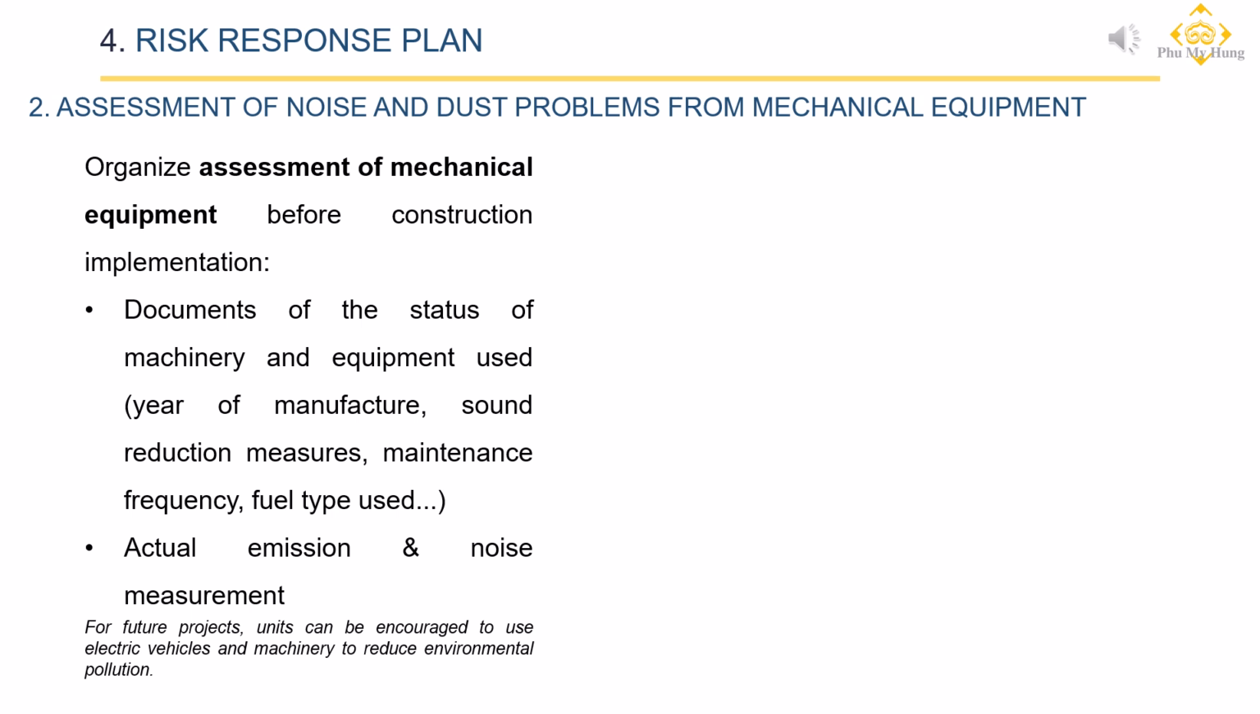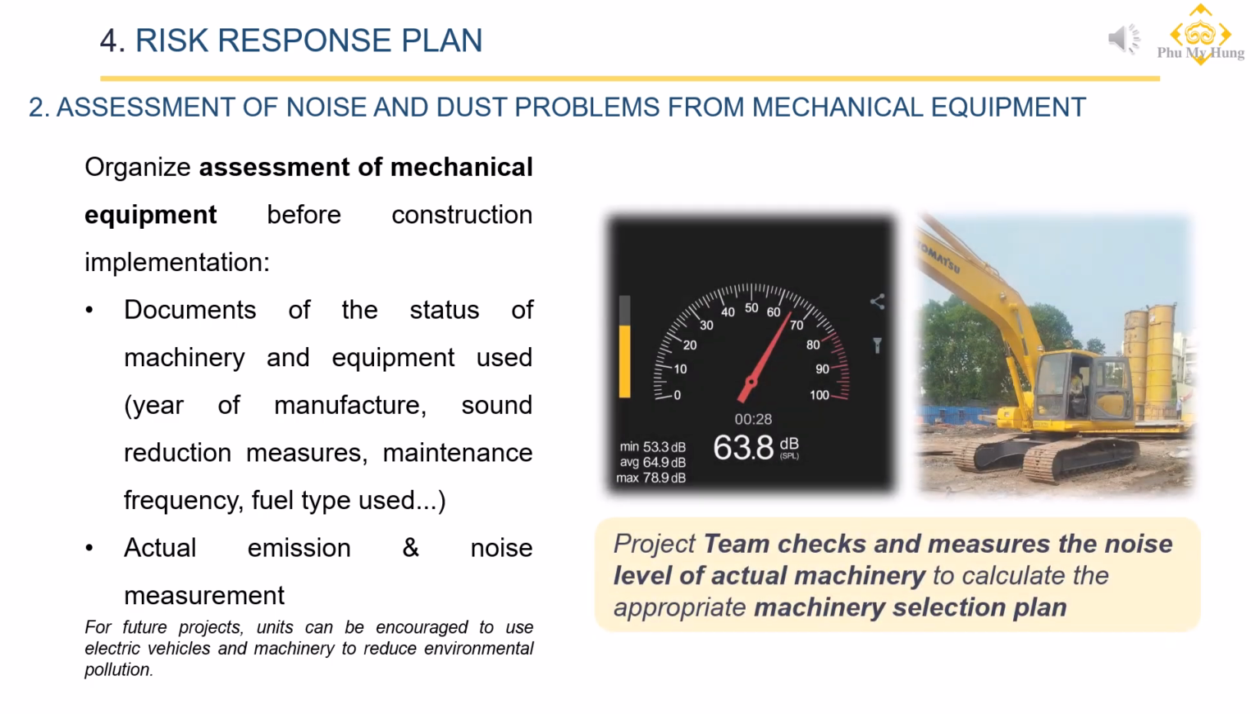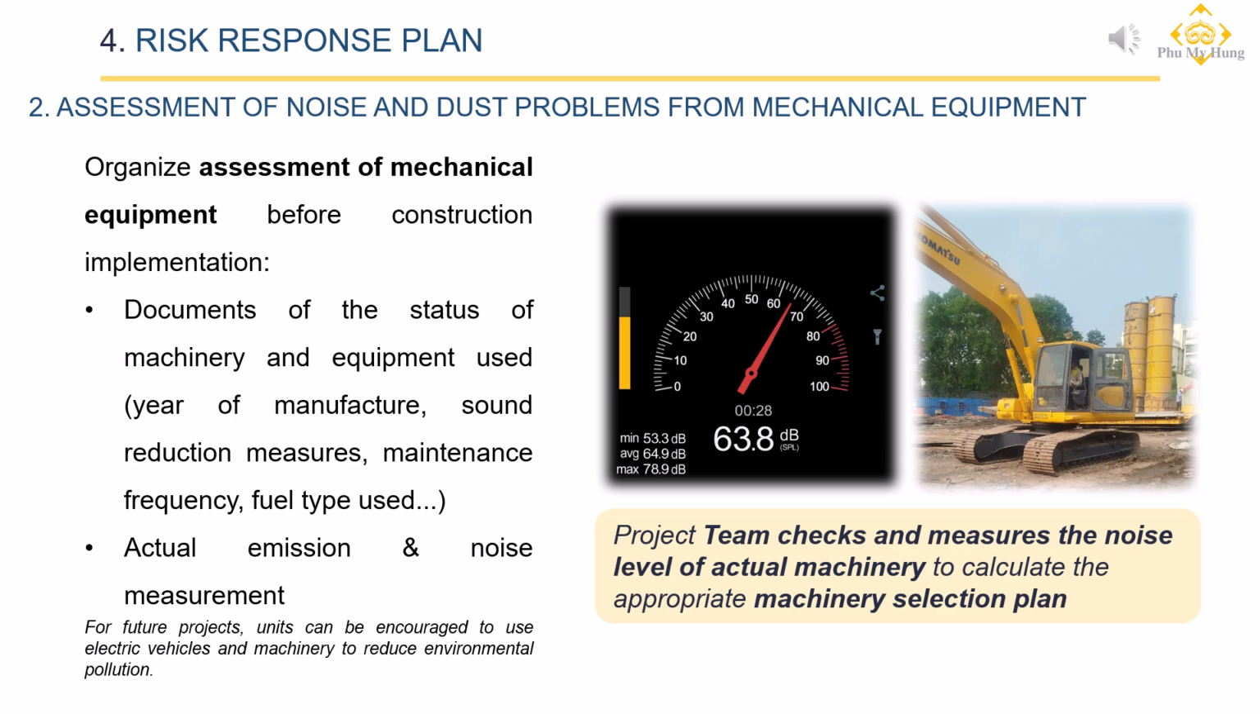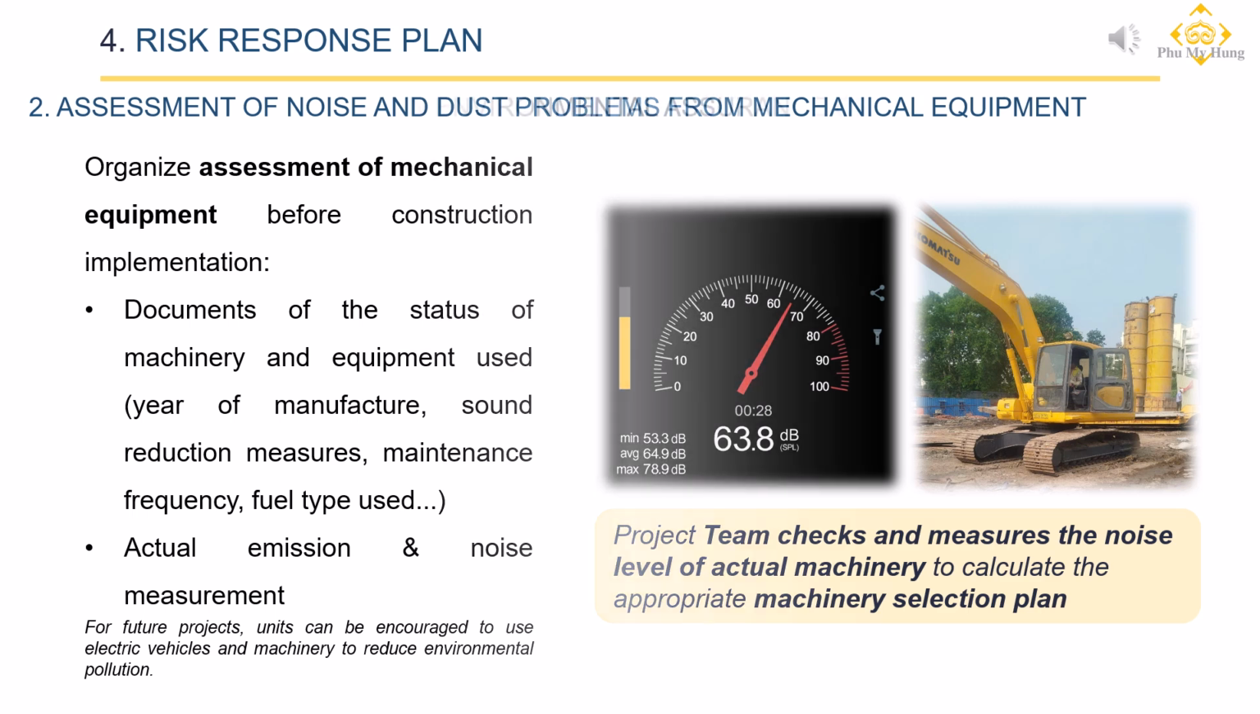Before commencing construction, we will review and assess the main equipment used on-site, focusing on production year, maintenance status, fuel type, and emissions/noise output, to provide solutions for choosing the equipment. For example, the H14-3 project team coordinated with Fanvu contractor to measure the noise level of mechanical equipment before construction. The test results were the basis for adjusting the equipment selection plan, ensuring both construction site conditions and meeting noise standards for surrounding residential areas.